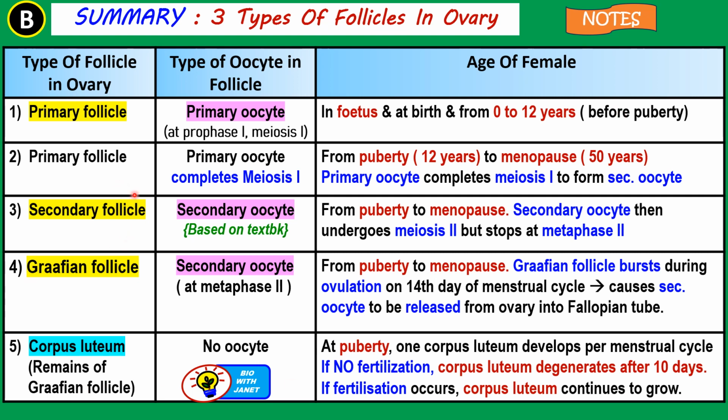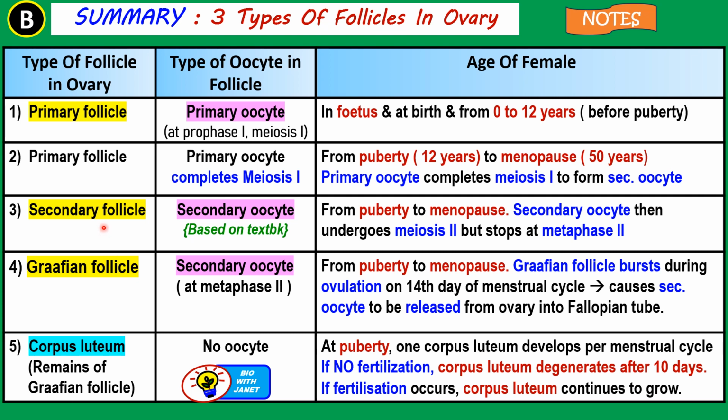Now, next, the primary follicle. In the primary follicle, the primary oocyte will then complete meiosis 1 when puberty is attained by the girl at about 12 years old. And in every menstrual cycle, one or a few of these primary follicles will develop. The primary oocyte inside will also develop in every menstrual cycle that lasts 28 days. And how does the primary oocyte develop? It completes meiosis 1 to form the secondary oocyte. Okay, so primary oocyte is a diploid cell, but the secondary oocyte is a haploid cell.